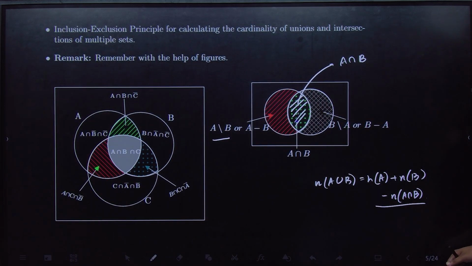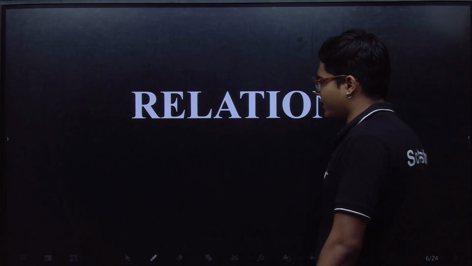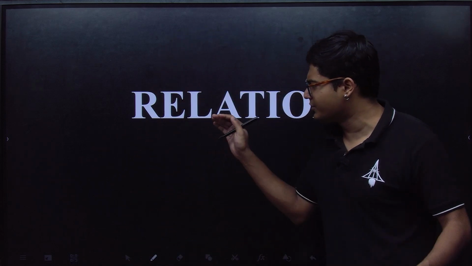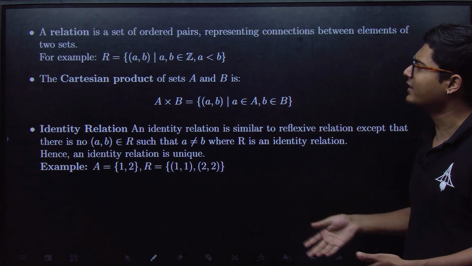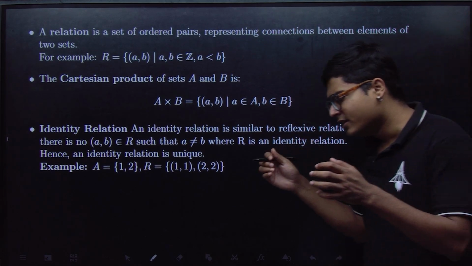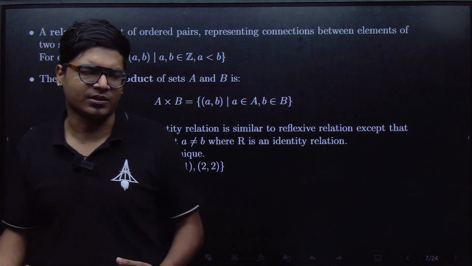Cool. Coming to the next chapter, which is relations, again a very important chapter. Lots of questions come from here and it's very easy, okay? So if you're a bio student, you should pay attention to this chapter. What exactly is a relation? So a relation is nothing but a set of ordered pairs representing the relation between two particular sets, okay?